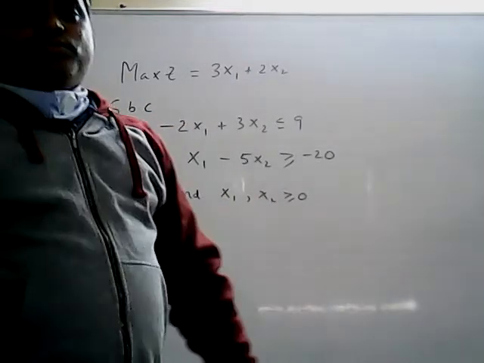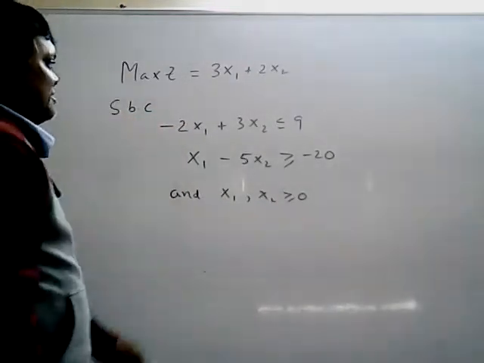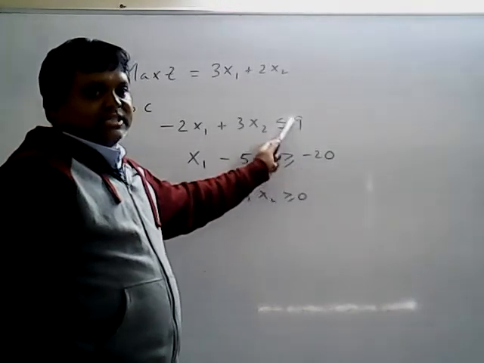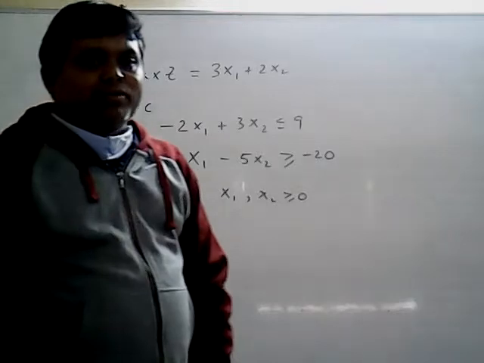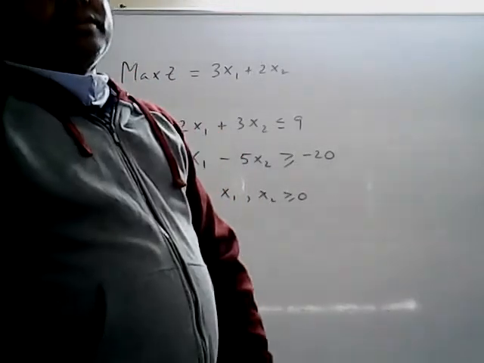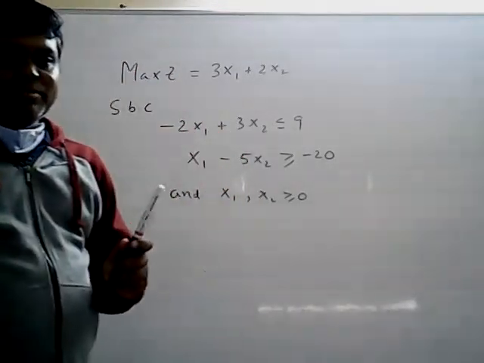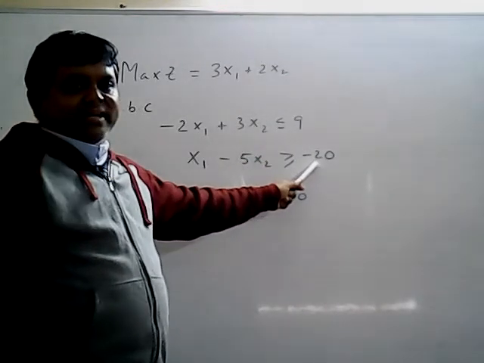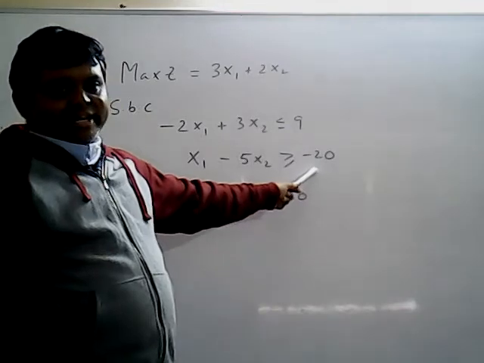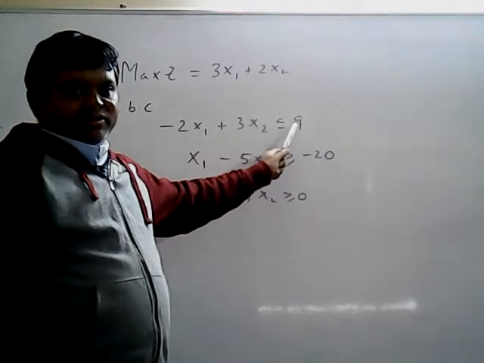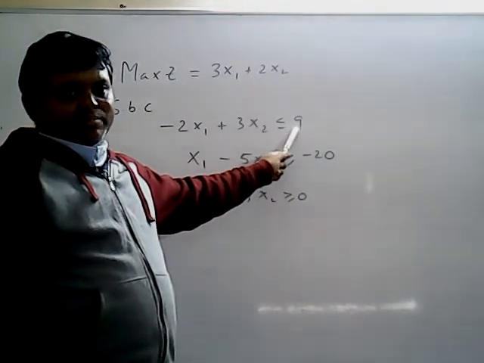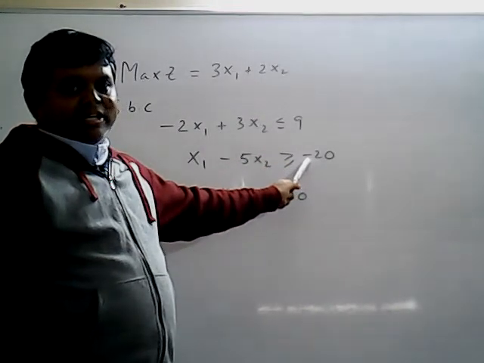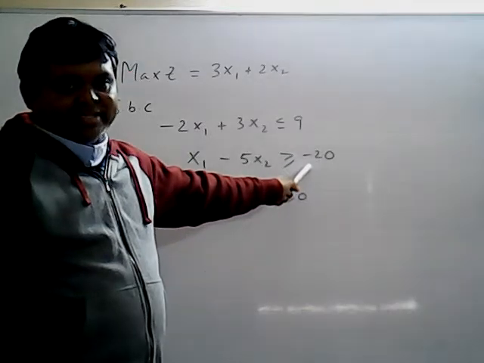Next, step number two. Check the right hand side values of the constraints. If all are positive, ignore this step. If any one value is negative, then multiply that constraint by minus 1. Here 9 is positive, so you should not apply step number 2, but this one is negative. Negative means you have to multiply that entire constraint by minus 1.